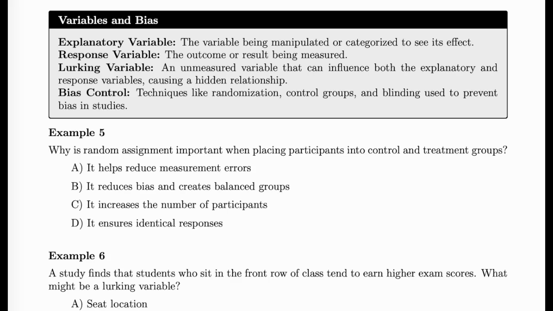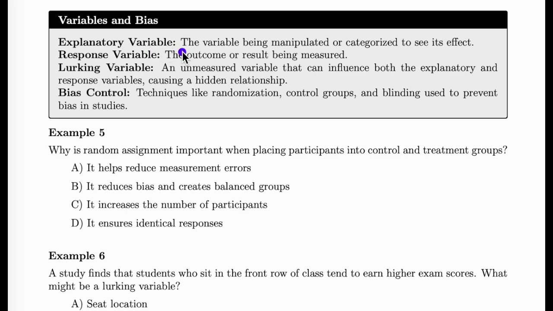Now that we know how studies are designed, we are going to talk about what's being measured and how to identify it. So we have some key terms. We have explanatory variable, we have response variable, lurking variable, and bias control. Let's look at explanatory variable first.